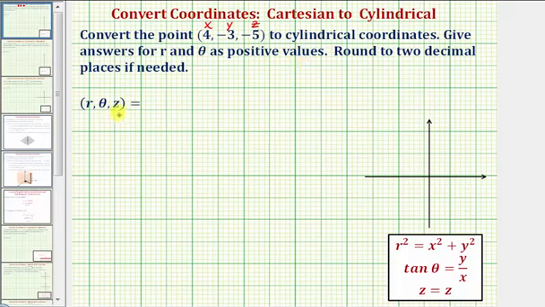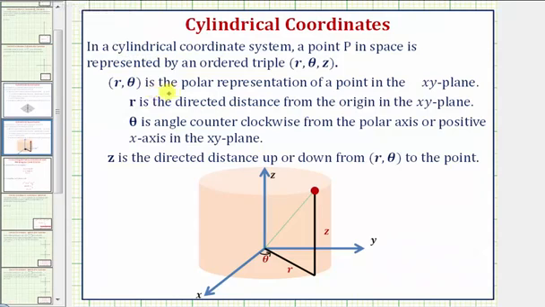So to find r, theta, and z, we'll use our formulas below, but for a quick review, r, theta is the polar representation of a point in the xy plane, where r is the directed distance from the origin in the xy plane, this distance here. Theta is the angle counterclockwise from the polar axis or positive x-axis in the xy plane pictured here. And finally, z is the directed distance up or down from r, theta to the point, which would be this directed distance here.